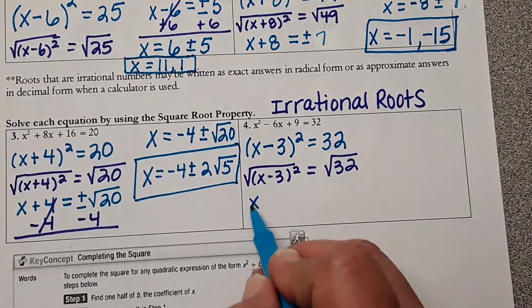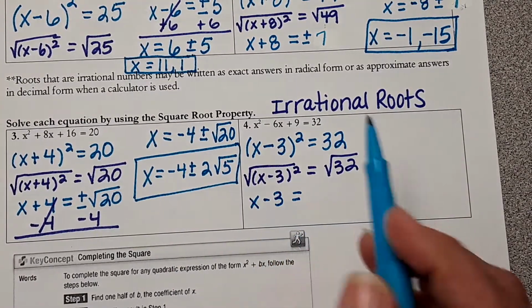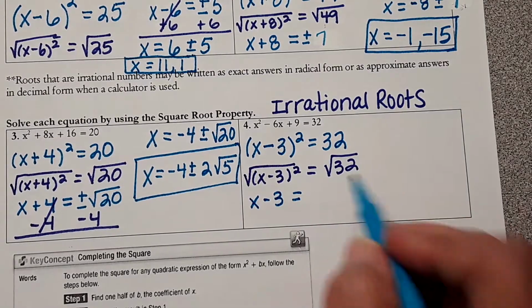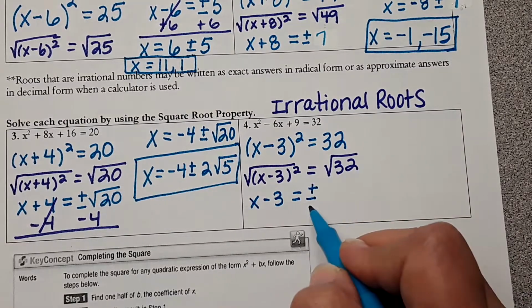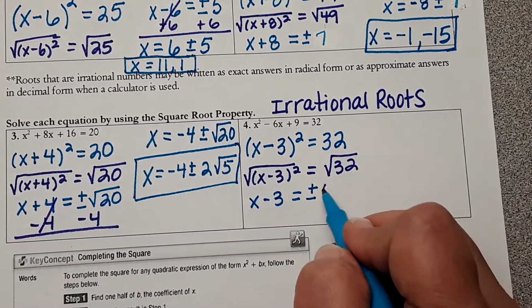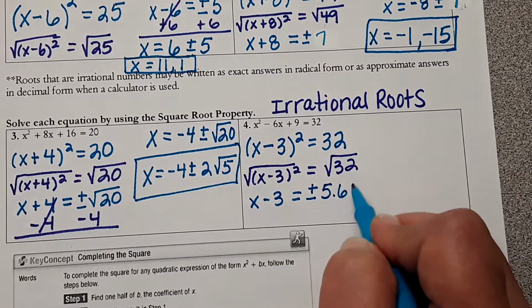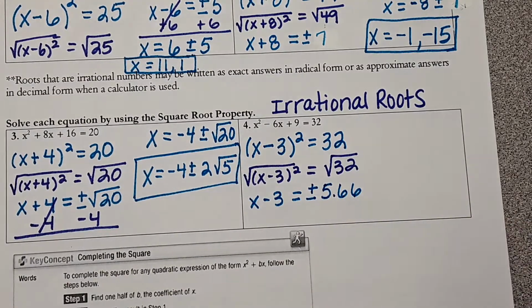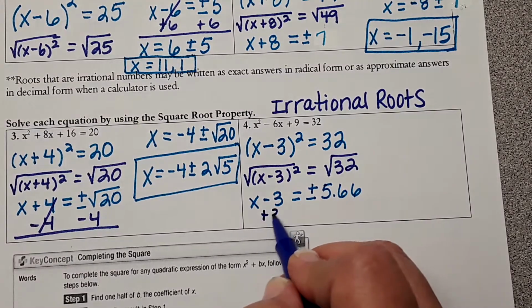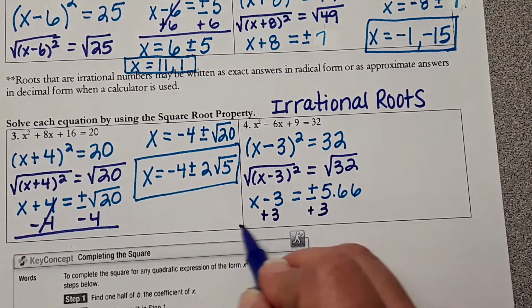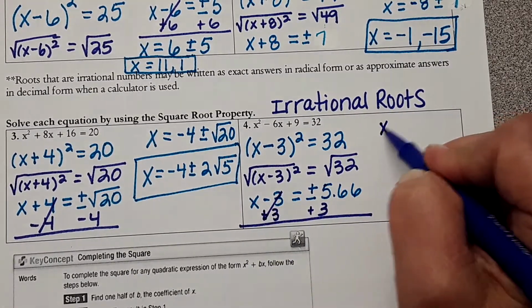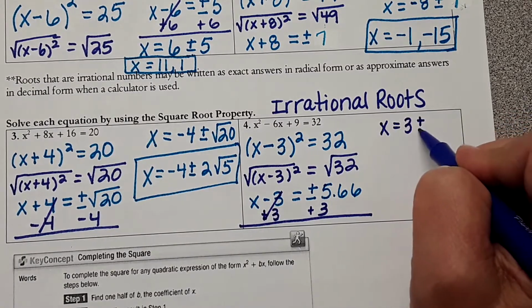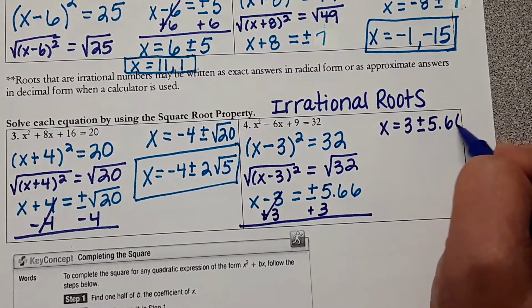So I would get x minus 3 equals the square root of 32. If you put the square root of 32 in your calculator, you wouldn't get the plus or minus. You just have to know the plus or minus. It would be 5.66. Just like I did before, I'm going to add 3. These cancel out. I'm left with x equals 3 plus or minus 5.66.